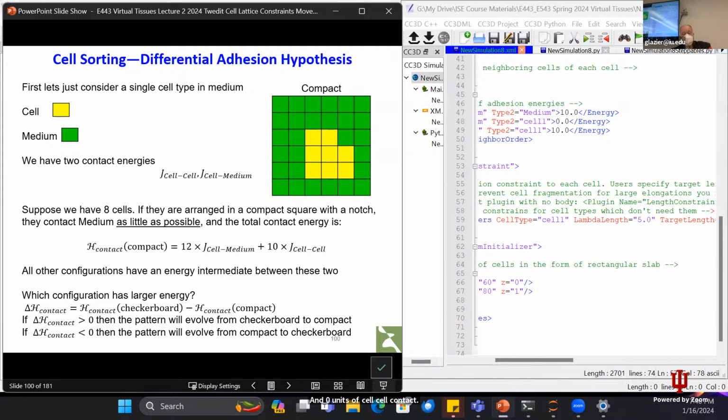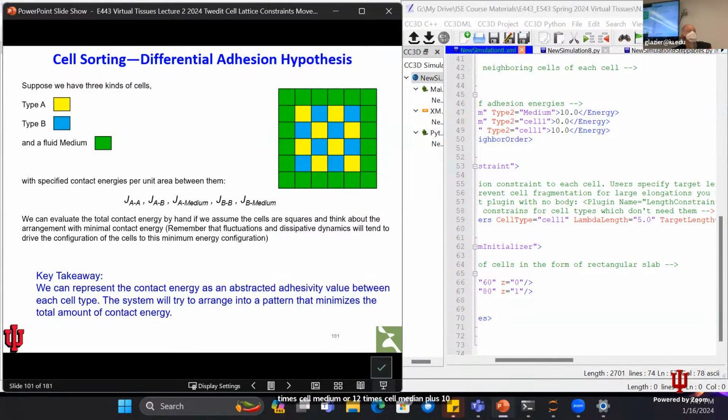The alternative would be to put everything in a blob like this. I still have some cell-medium contact, because no matter how I arrange it, there always is a yellow-green contact somewhere. It happens that I have a minimum of 12 surfaces. And if I count within that yellow blob, I have 10 units of cell-cell contact. And so now I can compare the two. Which is bigger? 32 times cell-medium, or 12 times cell-medium plus 10 times cell-cell? Well, I can just take the difference and then see which one wins.